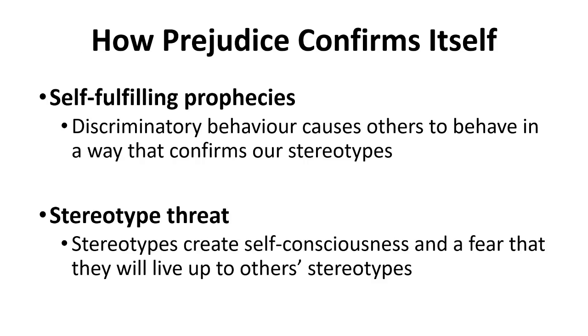Next, we're going to talk about how prejudice can seem to confirm itself. Now, we've already in this class talked about self-fulfilling prophecies, where as you brace for something to be true, you kind of create the situation in which it becomes true. And that works for prejudice as well. So discriminatory behavior can cause others to behave in a way that confirms our stereotypes.